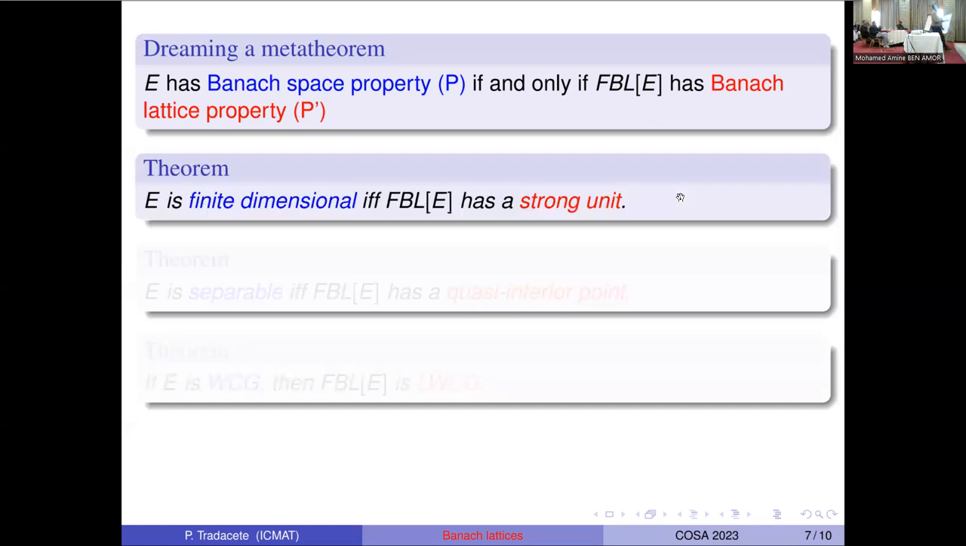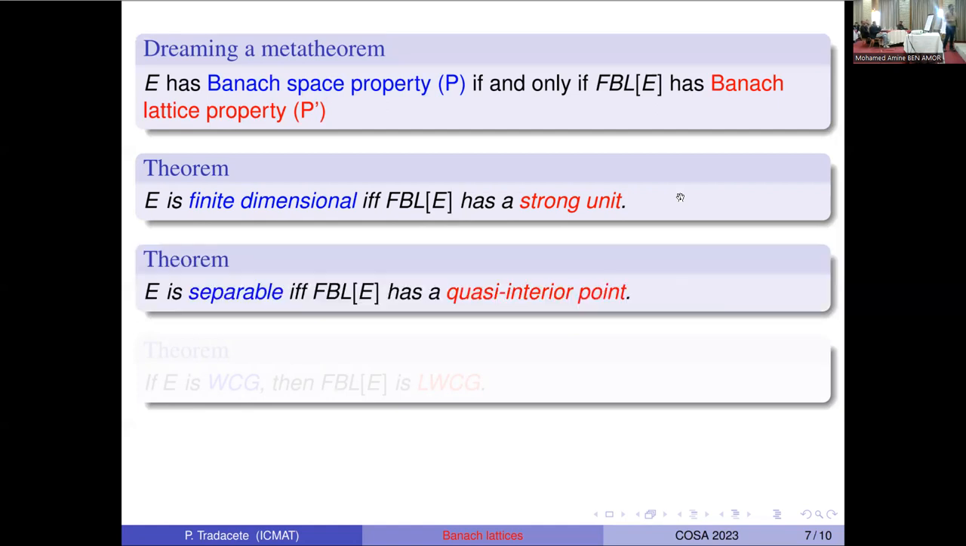So for instance, simple examples: finite dimensionality, which is certainly a Banach space property, can be characterized by the free Banach lattice having a strong unit, okay? So an element such that every element is dominated by some multiple of it, okay? And it's if and only if, as I said. I mean, separability, another quite reasonable Banach space property, has this natural analogue, which is having a quasi-interior point, right? Saying that the ideal generated by a certain element is dense in the space. Okay, that's what I mean.